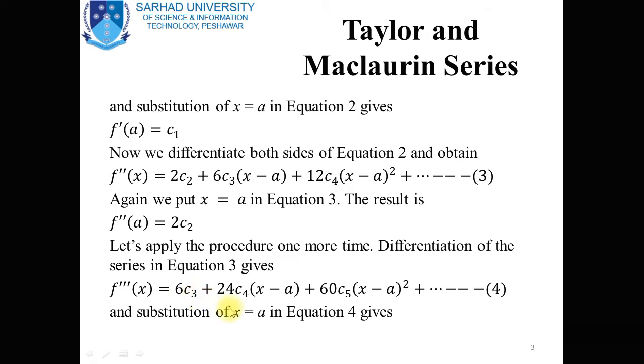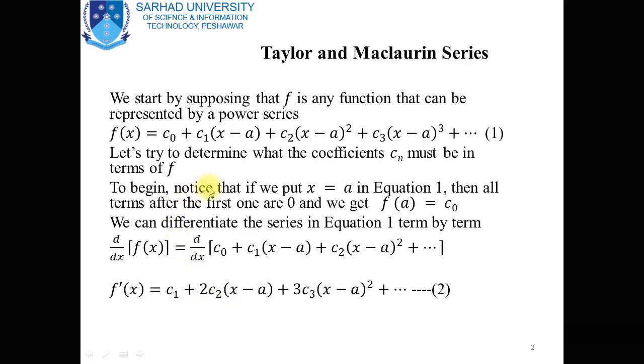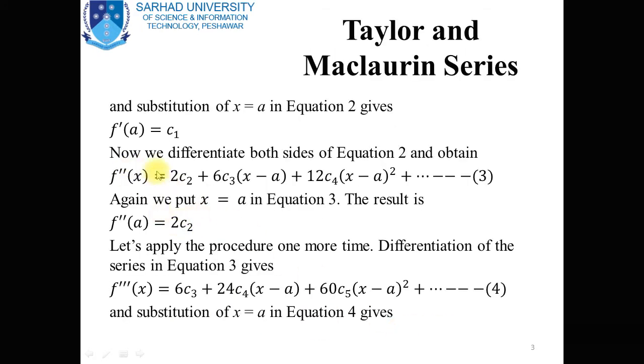So dear students, you see over here, this is actually the power series of the function f. If we put x = a in this function, then we obtain f(a) = c0, and if we differentiate equation number 1 and then put x = a, we obtain f prime of the function f at a is equal to c1, and similarly if we again differentiate equation number 2, we obtain f double prime of the function, which is equal to, you see over here, 2c2 + 6c3(x - a) + 12c4(x - a)^2.